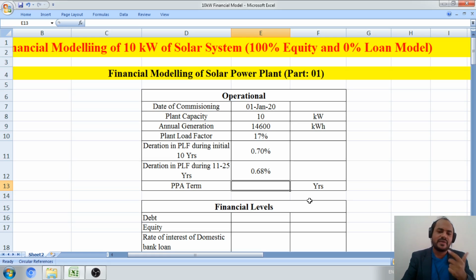So let's say for this financial modeling, I am considering a 25-year power purchase agreement. Generally, the distribution licensee, called a discom, of the particular state does the net metering agreement for 20 years. And most industries in the open access market do a power purchase agreement of 15 years. For this financial modeling, I am going to consider a 25-year power purchase agreement in the operational parameters.